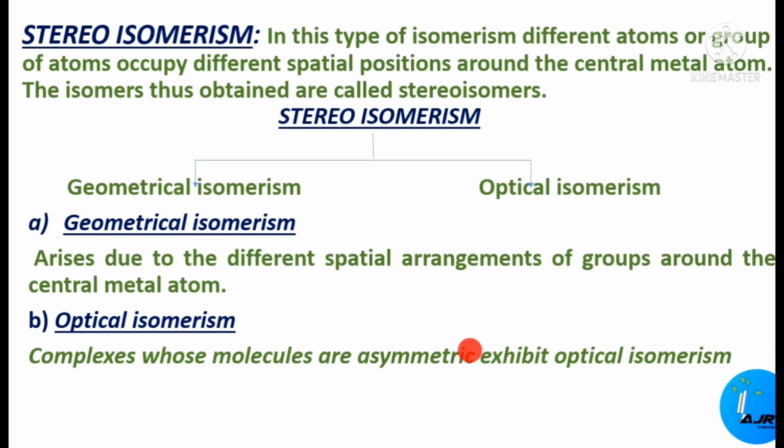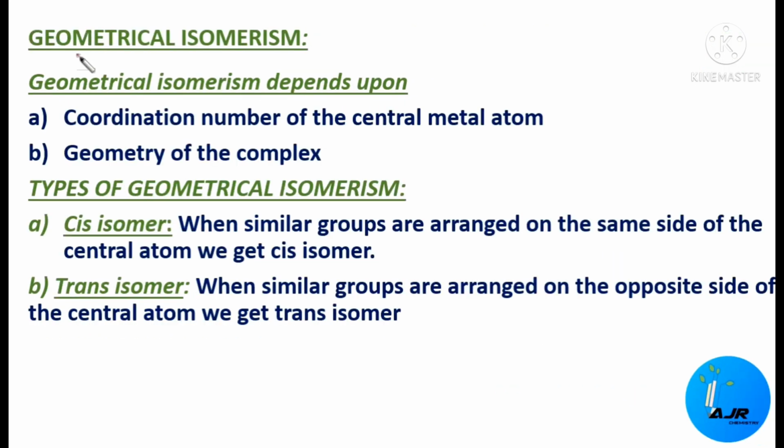What do you mean by asymmetric? That means a chiral center, so the groups will be different. The complexes whose molecules are asymmetric exhibit optical isomerism. Understood, students? So let us see the geometrical isomerism in detail now.